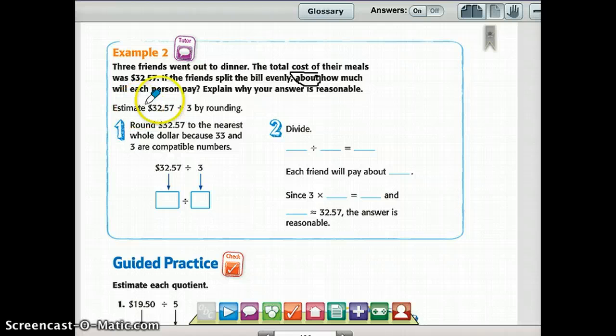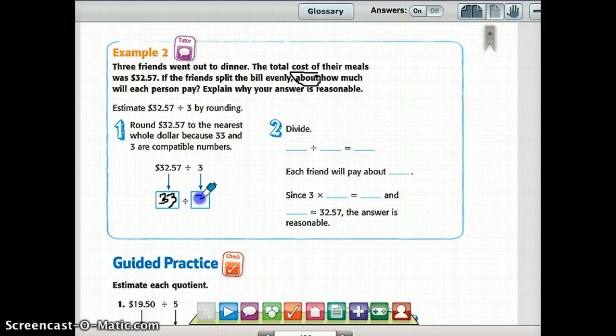So we have to estimate $32.57 divided by 3 by rounding. So we can find compatible numbers. Rounding it to the nearest whole dollar, it would be $33. And we have to think, is 33 easily divided by 3? And it is, so we can use that. If it wasn't, we could find a compatible number that would let us divide more easily. So if this was $31, we could round down to 30 divided by 3.